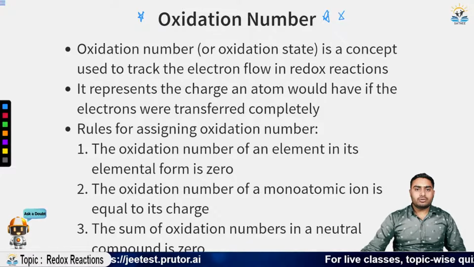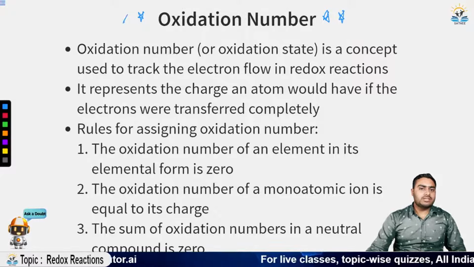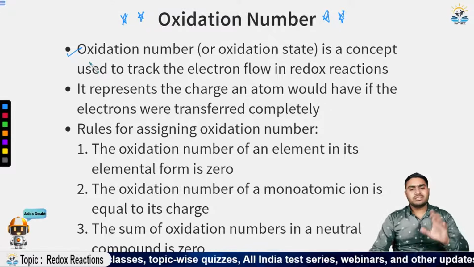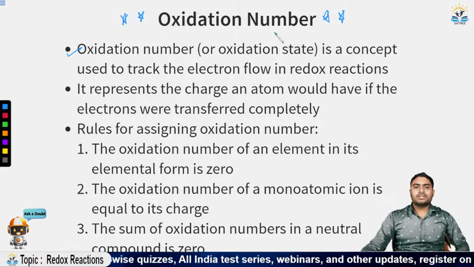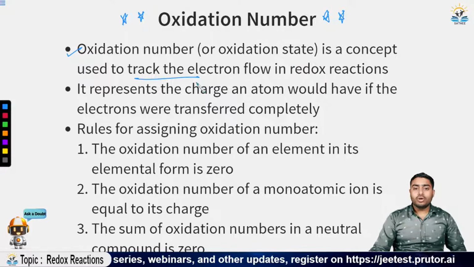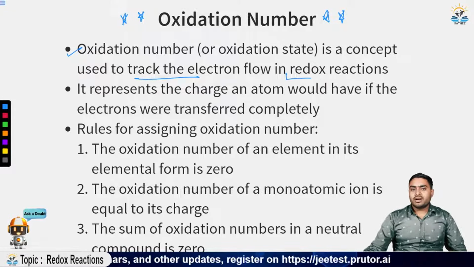How to find oxidation number. So you can see here, oxidation number, like oxidation state. Okay, oxidation number and oxidation state are a little bit different. Oxidation number is a concept used to track the electron flow in a redox reaction.